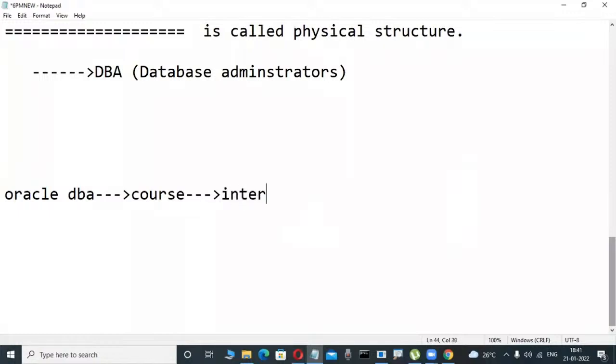Observe here, in the interview, roughly my interviewer asks, Murali, what is a database? They're asking, what is a database?